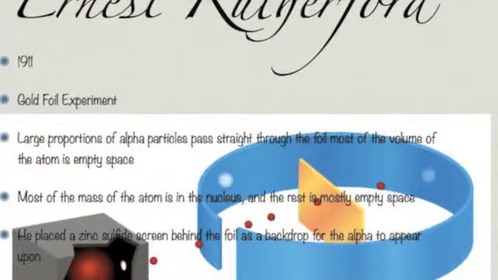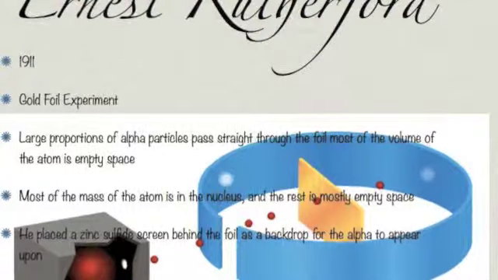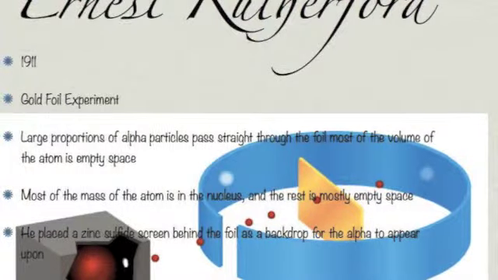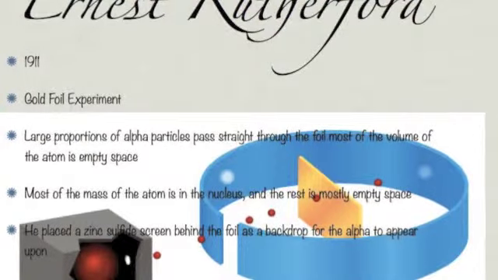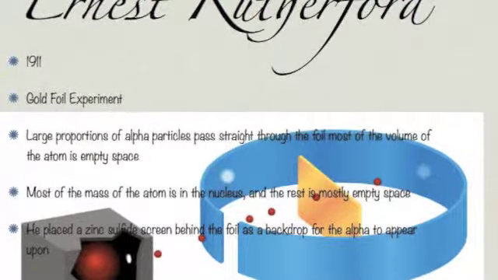Ernest Rutherford, 1911, gold foil experiment. A large proportion of alpha particles pass straight through the foil. Most of the volume of the atom is empty space. Most of the mass of the atom is in the nucleus, and the rest is mostly empty space.